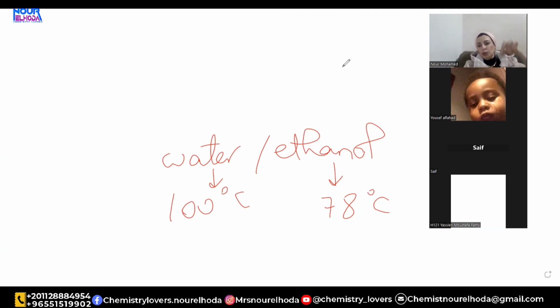I'm going to heat them, and I'm going to put a thermometer. Once the thermometer starts to read 78, this is ethanol. I will remove the ethanol, then continue heating. Once I reach 100 degrees, this is water. Like this, I separated the water and the ethanol, regarding the boiling points.